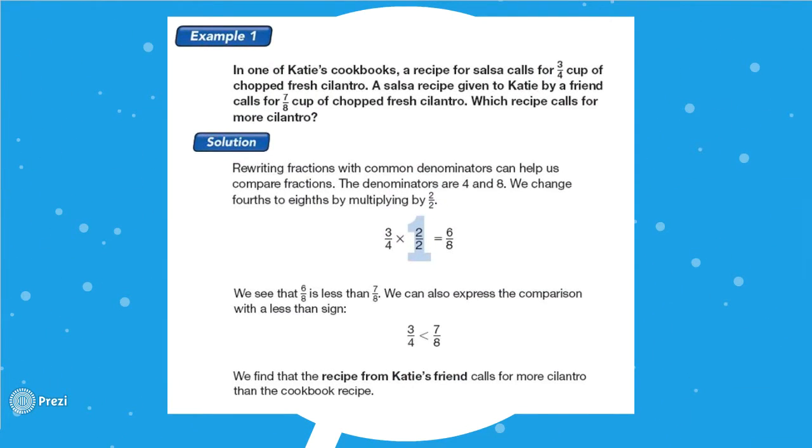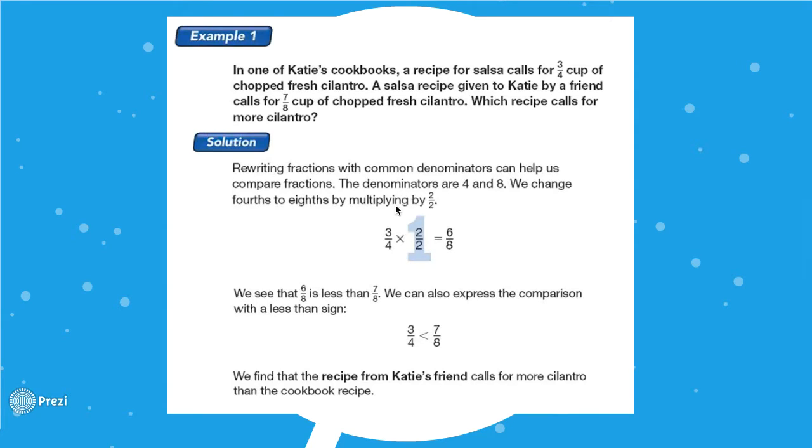All right. Here's our example number 1. In Katie's cookbook, a recipe for salsa calls for 3/4 cup of chopped fresh cilantro, and a salsa recipe given to Katie by a friend calls for 7/8 cup of fresh cilantro. Which recipe calls for more cilantro? So we've got to figure out, is 3/4 more than 7/8? And how do we do that?